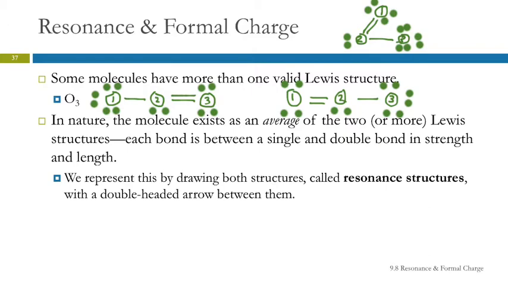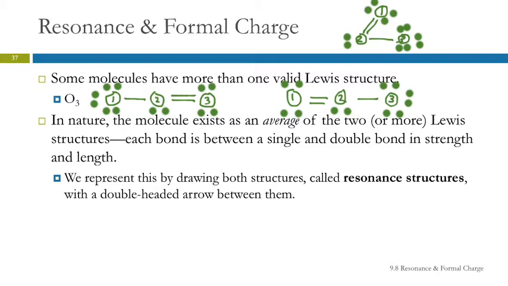Both. Yes, that's a trick question. They are both correct. And neither is correct. How's that? They're both correct and neither is correct. So what actually happens is the molecule exists as an average of these 2 Lewis structures. It doesn't go back and forth between the 2. It isn't this one sometimes and that one other times. It's actually an average, a combination of the 2.